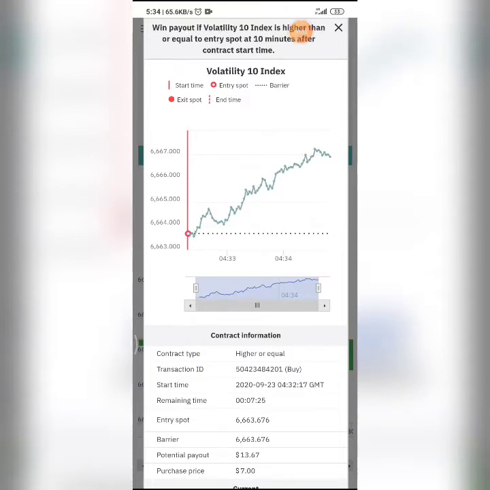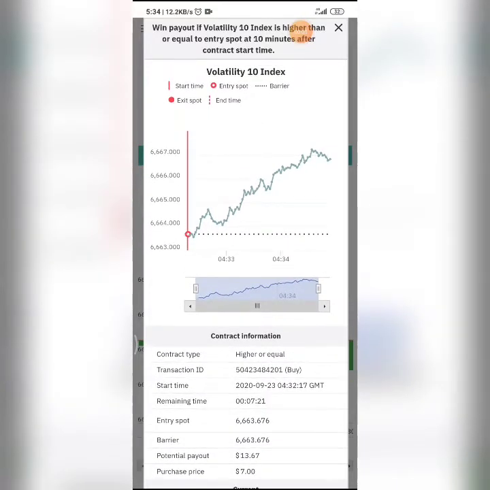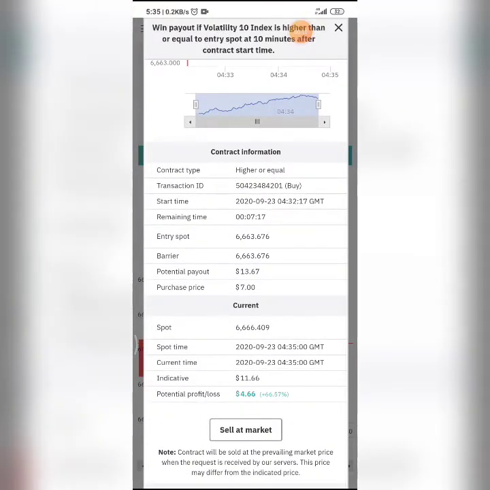If you are watching this video, I am actually trading on binary, on Deriv, Volatility 10 index. I'm using the smart trader, and my trade is actually active right now. And this is a live trade. As you can see, this is not a demo trade.